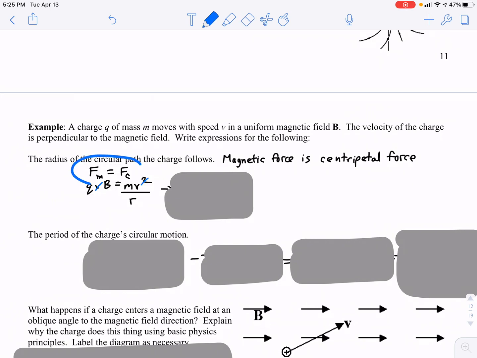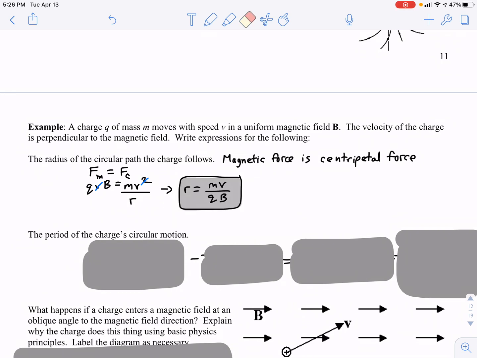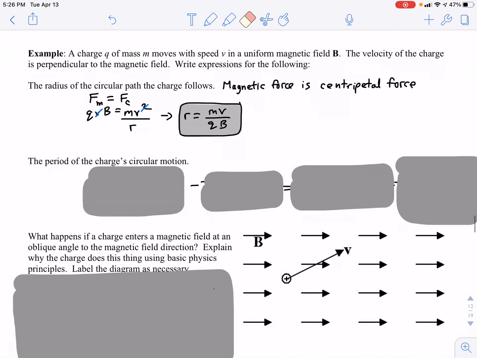Start with the idea that magnetic force is centripetal, which means we have our magnetic force equation, QVB, equal to mv squared over r. When we cancel one factor of velocity from both sides and solve for r, we get that r is equal to mv divided by qB.